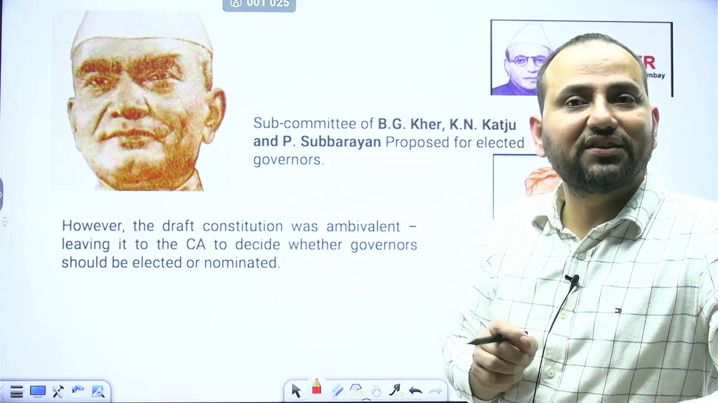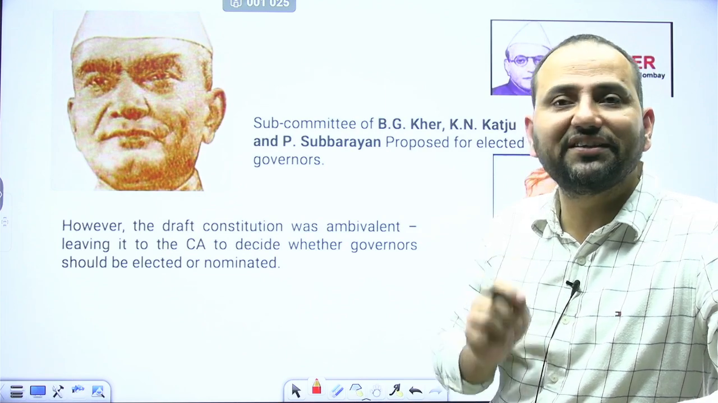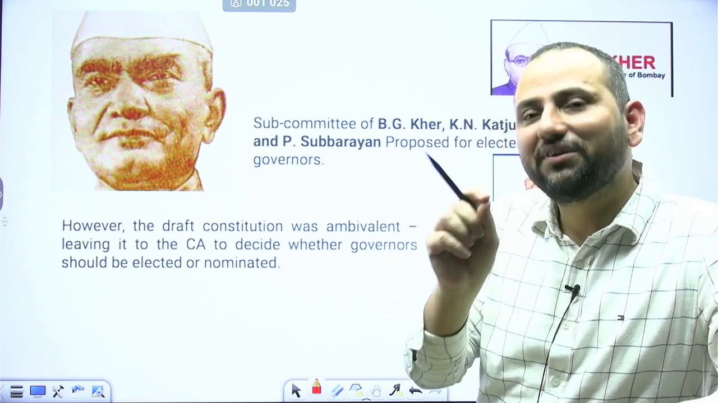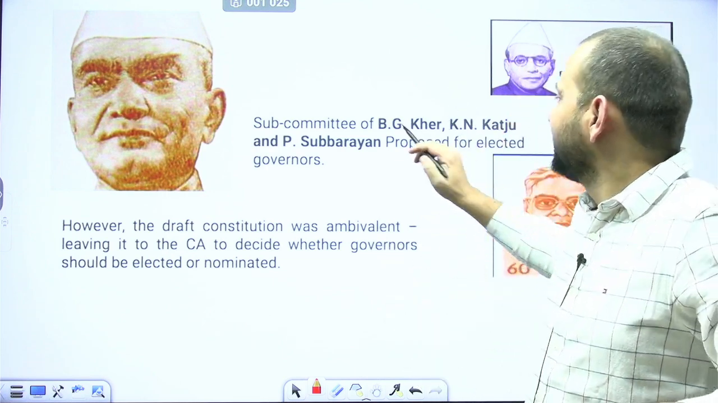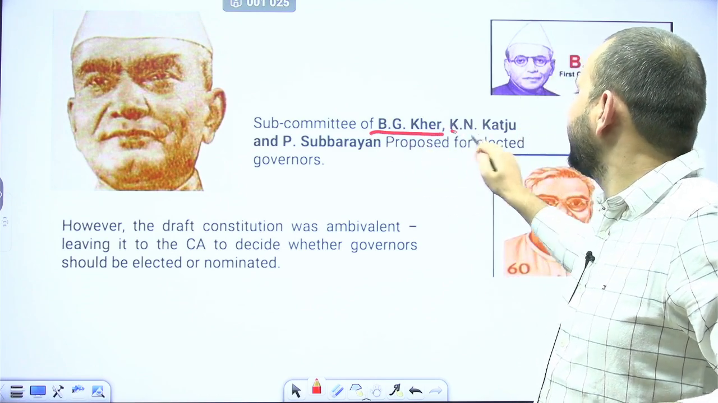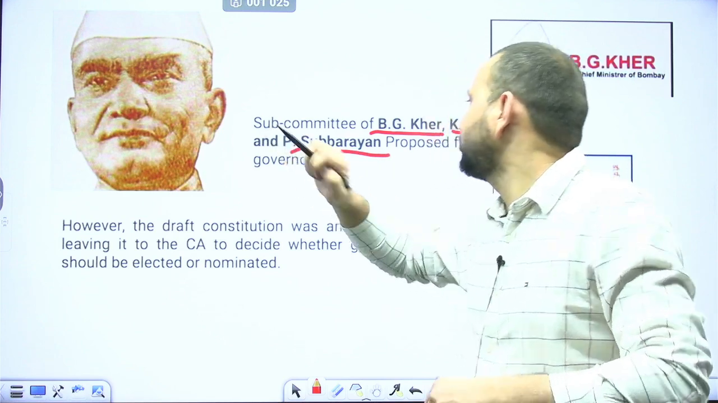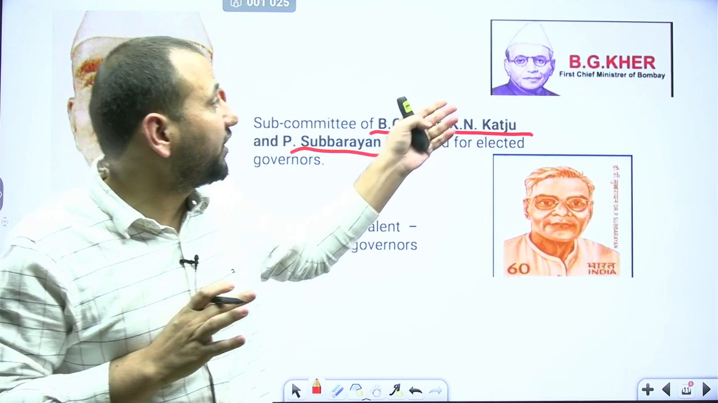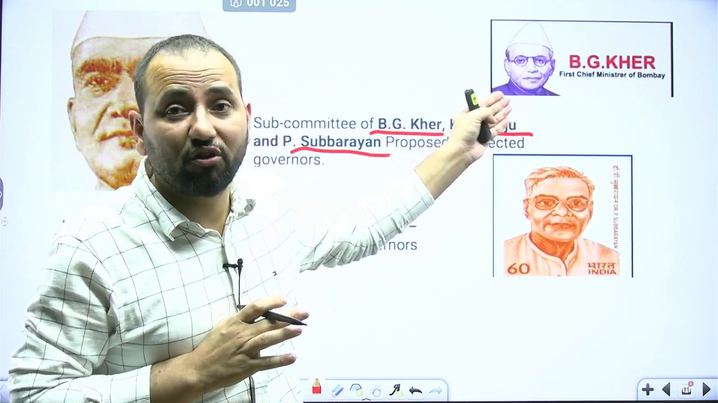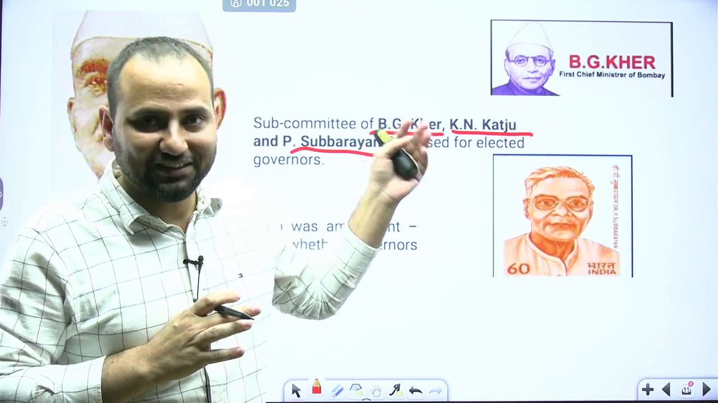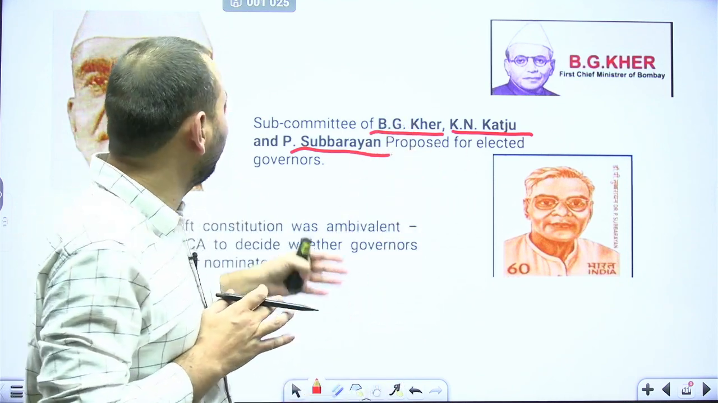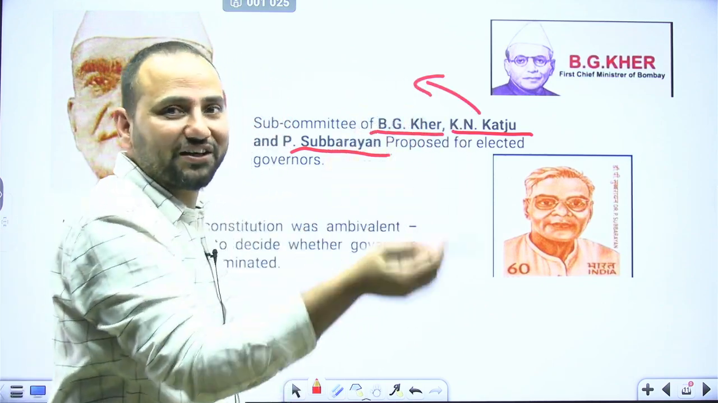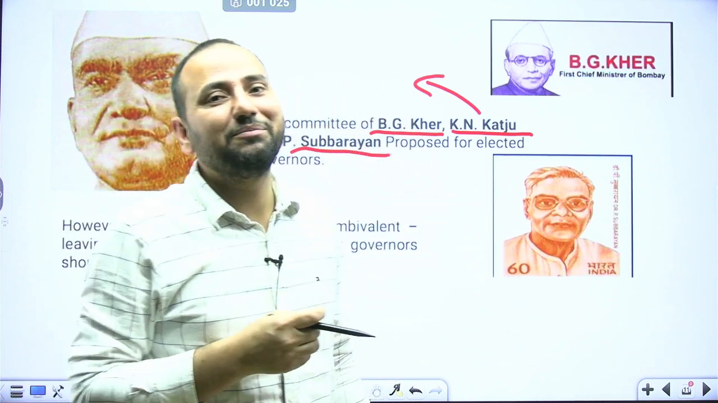If you talk about the structure of the office of governor, the first thing we need to see is a subcommittee of the Constituent Assembly, which consisted of B.G. Kher Sahab, K.N. Katju Sahab, and P. Subbarayan Sahab. They were very eminent personalities. B.G. Kher Sahab was the first Chief Minister of Bombay Presidency or Bombay State. And K.N. Katju Sahab was the grandfather of Mr. Katju, who is very popular these days.